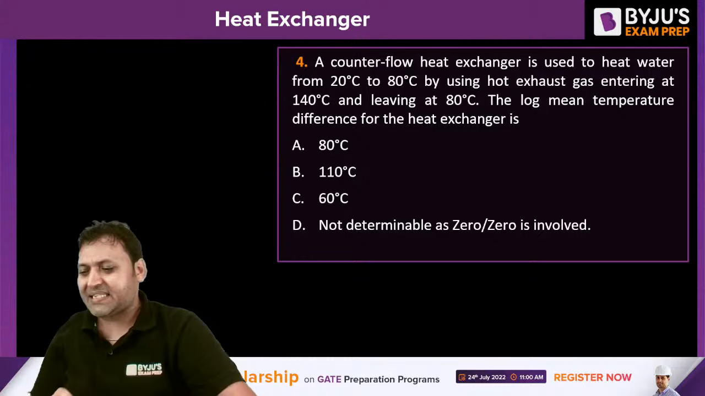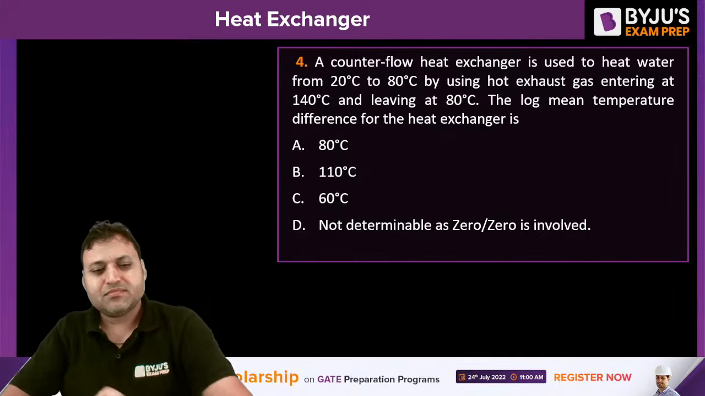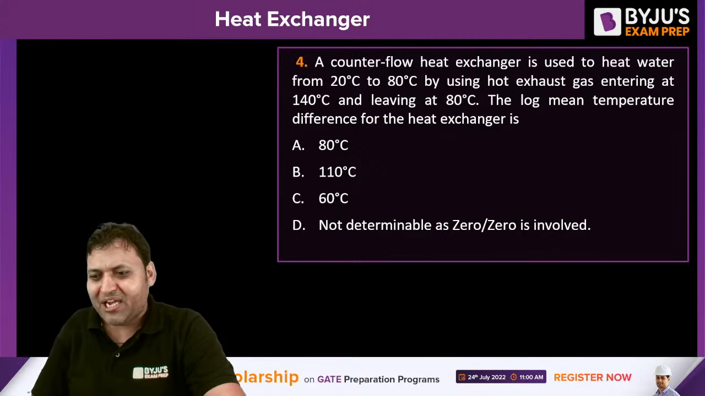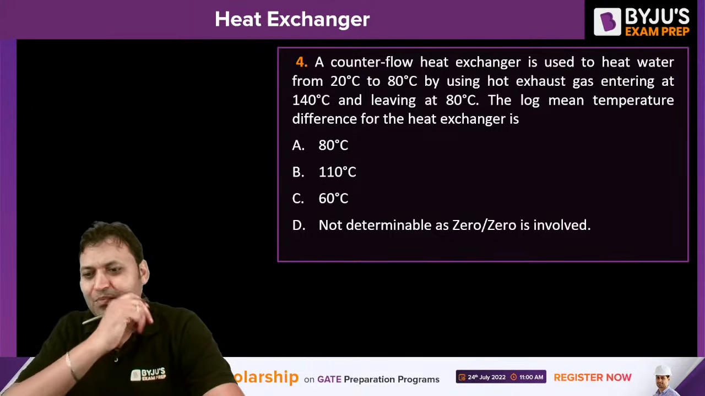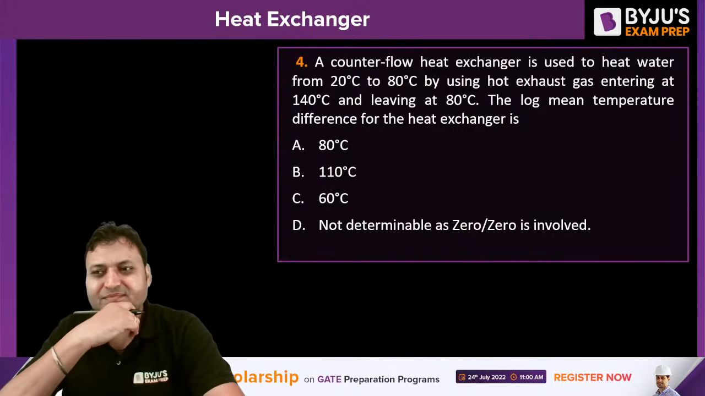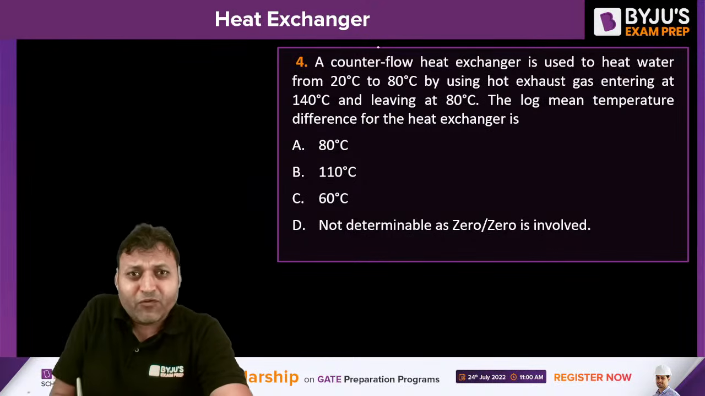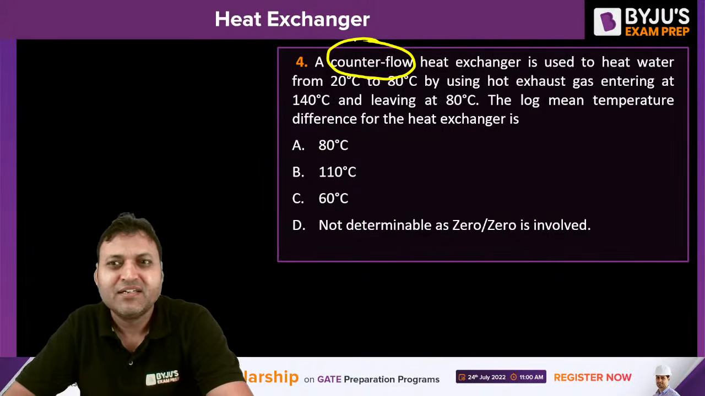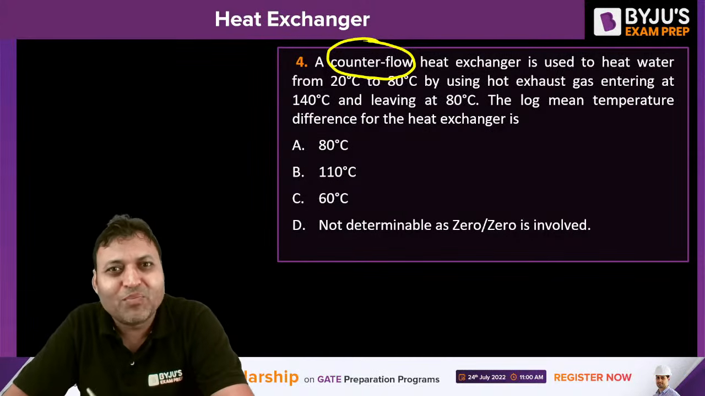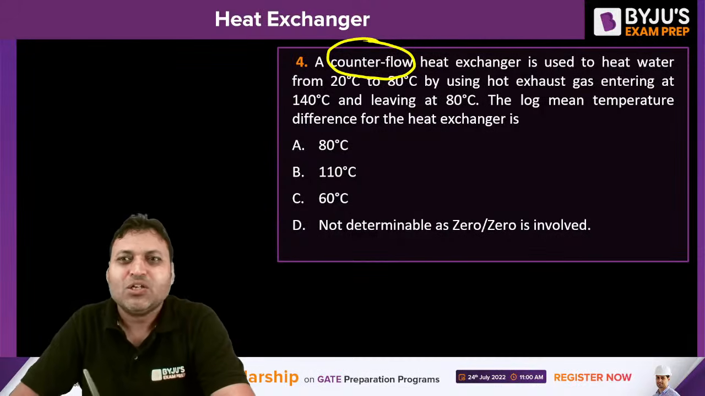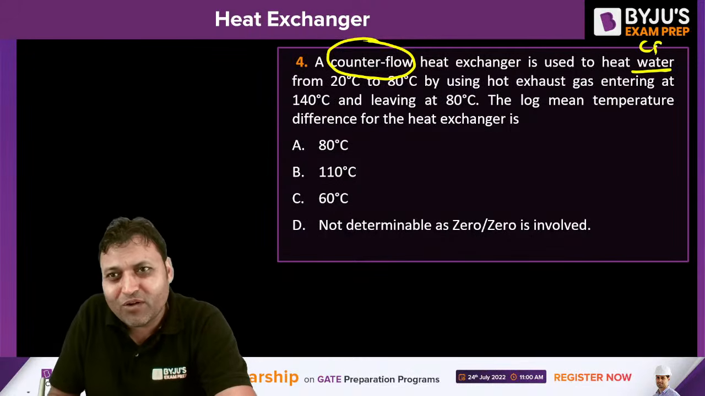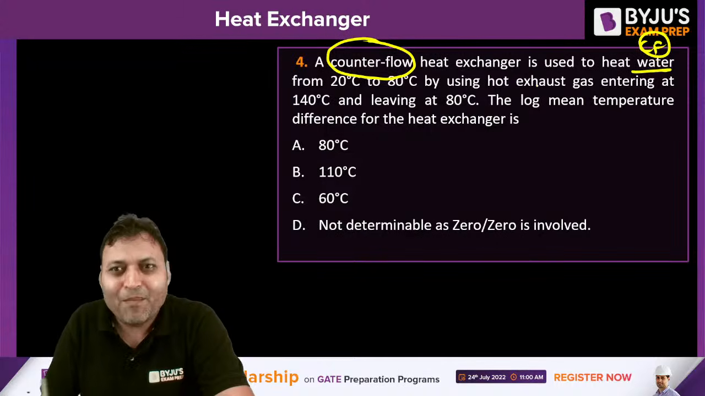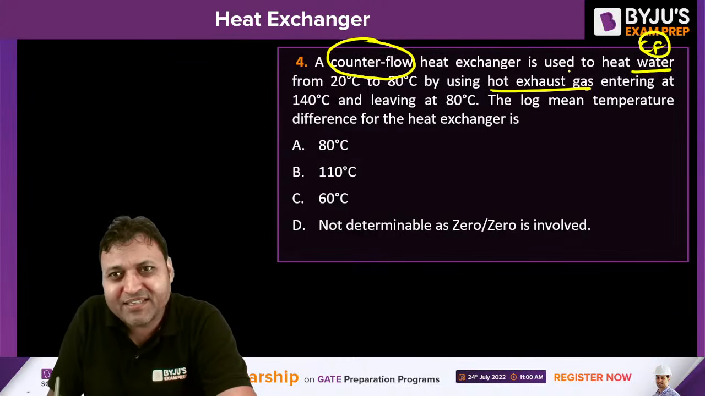Question number 4 on the screen. With answer Kameshwar, Nora, Bhavya, Sachin. It is a counterflow heat exchanger. You should underline this important fact. It is used to heat water from 20 to 80 degrees Celsius. The water is getting heated, so that is the cold fluid. The heating of the cold fluid is taking place in the heat exchanger by using hot exhaust gases. That is the hot fluid.